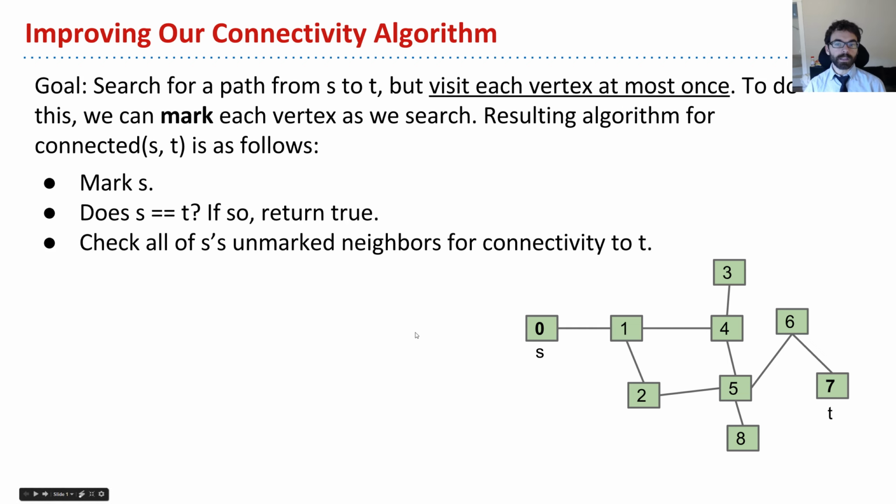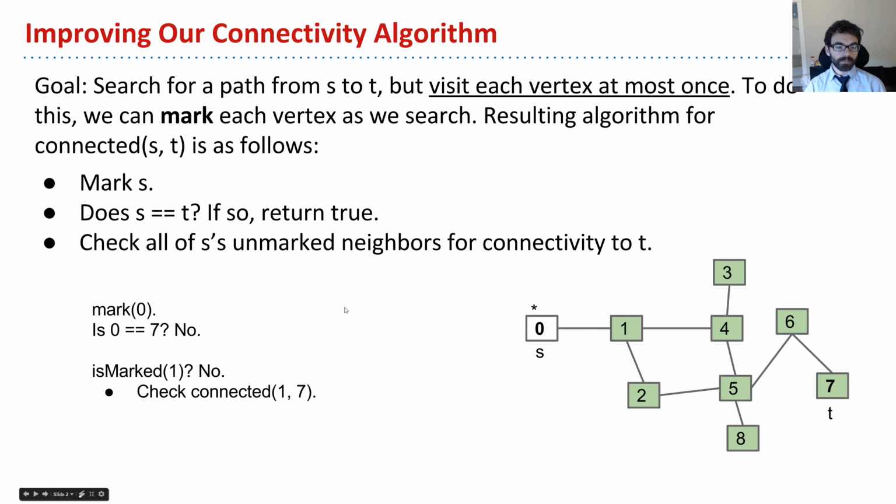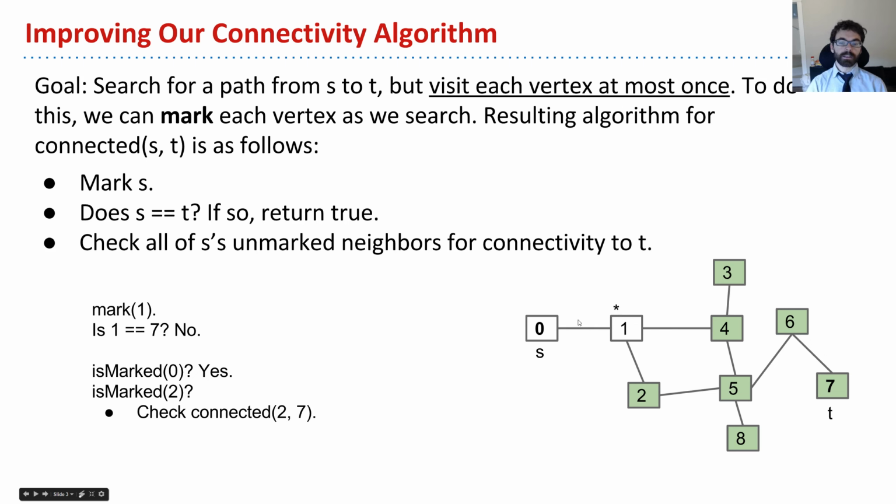Okay. So let's now run through what this algorithm feels like if we mark vertices as we search. We'll start by marking 0, and we'll say, is 0 equal to 7? No. Now we'll check the children, or the neighbors, I guess we'll say. And we'll say, is 1 marked? No. So in that case, we'll call connected(1, 7). When you call connected(1, 7), the first thing you do is mark 1. I'm using this whited out square to indicate that we're marked, and I'm using this asterisk to indicate the value of S. So then we say, is S equal to 7? No. Is 0 marked? Yes. So in this case, we avoid the problem we had before of revisiting 0 again.